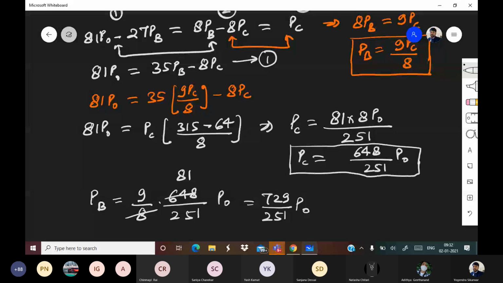How many of you enjoyed doing this calculation? Tell me honestly. How many of you enjoyed doing this calculation? Okay, Sakshi is saying me. That's why you are able to get the answer. Okay.